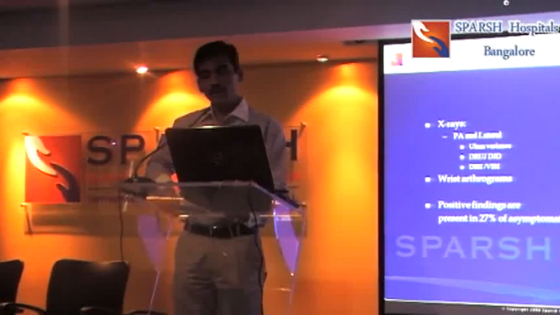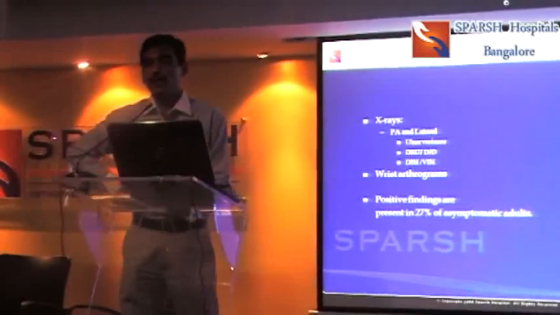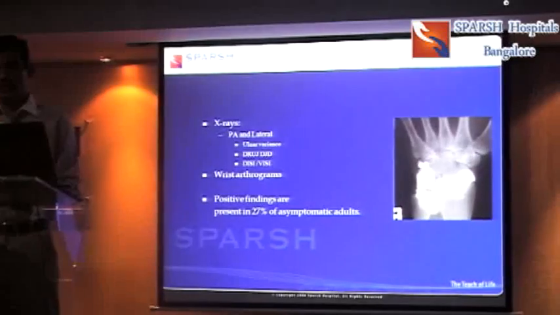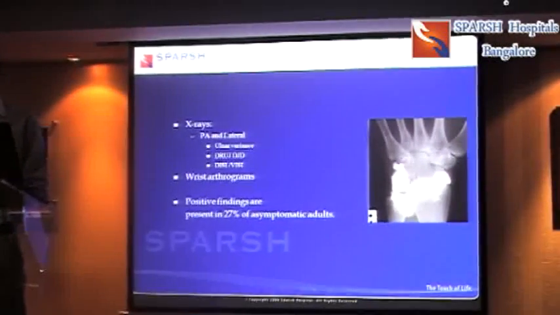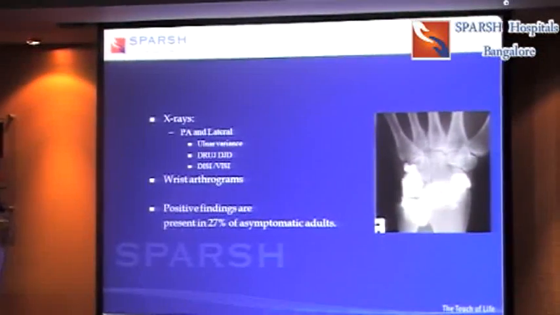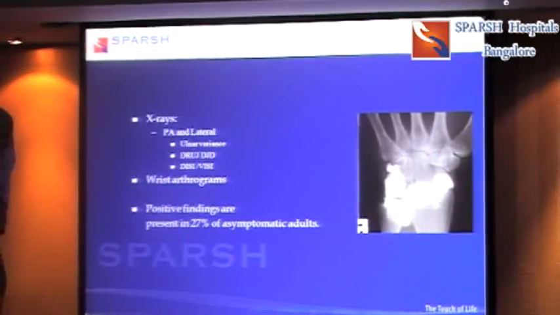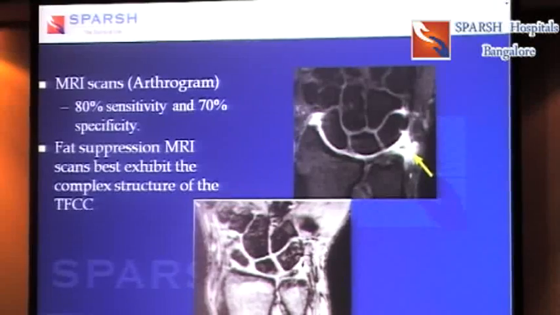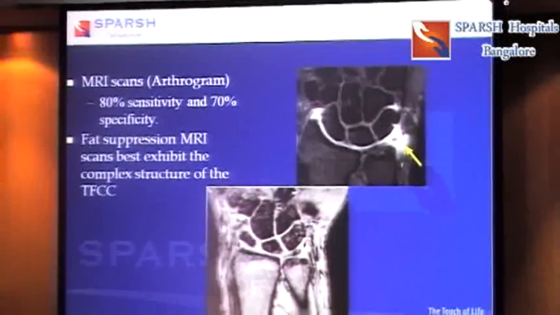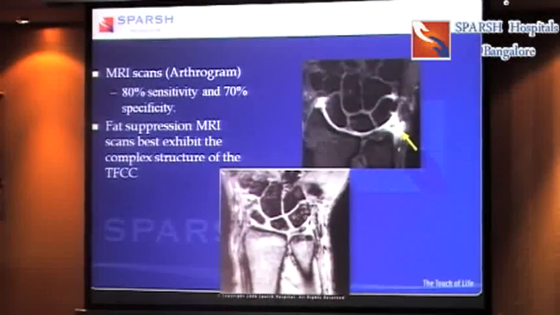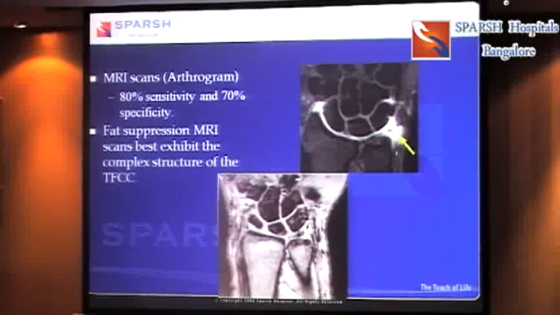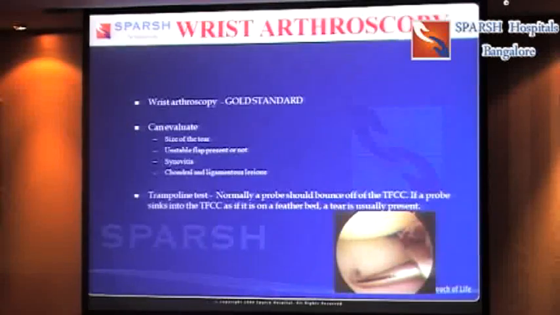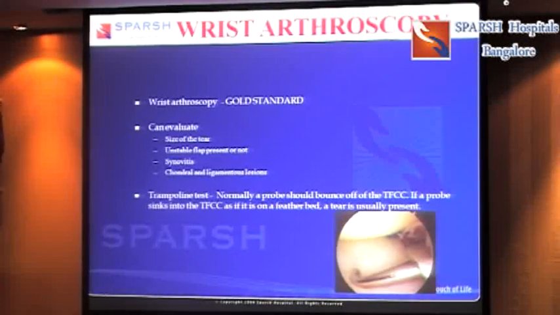So, diagnosis. X-ray doesn't give much information apart from ulnar variance, whether it shows a positive variance or negative variance. Wrist arthrogram has become more historical now. Not many people are using it, but it has some diagnostic value. MRI scan is much more sensitive and specific, about 80% sensitivity. You do an MR arthrogram, injecting gadolinium dye and doing the MRI scan, and you can see the TFCC tear. Wrist arthroscopy is becoming the gold standard.